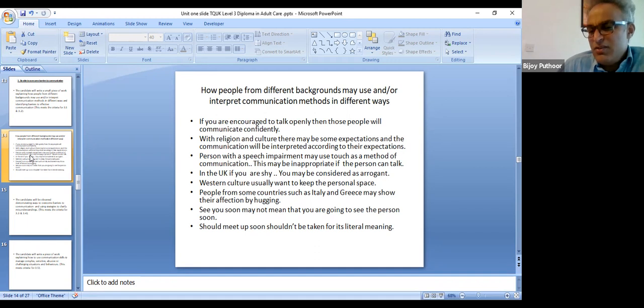So sometimes people say we should meet up soon, and that sometimes doesn't mean that you're going to meet up soon. It's just a way of saying that we have enjoyed your company and we should meet up soon, but that doesn't mean they're going to meet up soon. So you can see how people from different backgrounds may interpret communication methods in different ways.